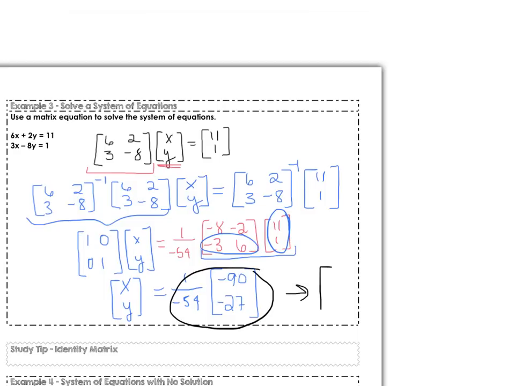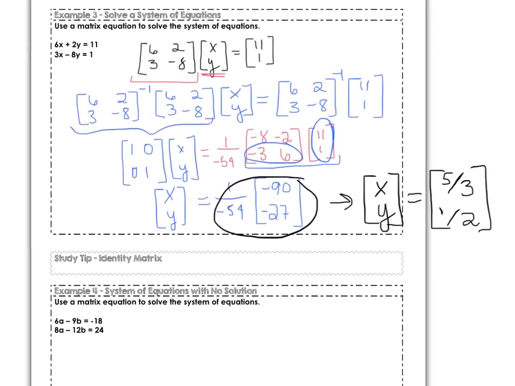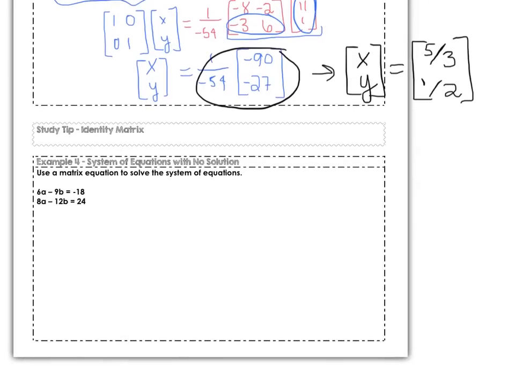So our values for x and y are going to equal, well, negative 90 divided by negative 54. That'll simplify to being 5/3. Negative 27 divided by negative 54, that simplifies to being 1/2. And now we have our values for x and for y, okay? So now we're going to continue on and go down to example 4.